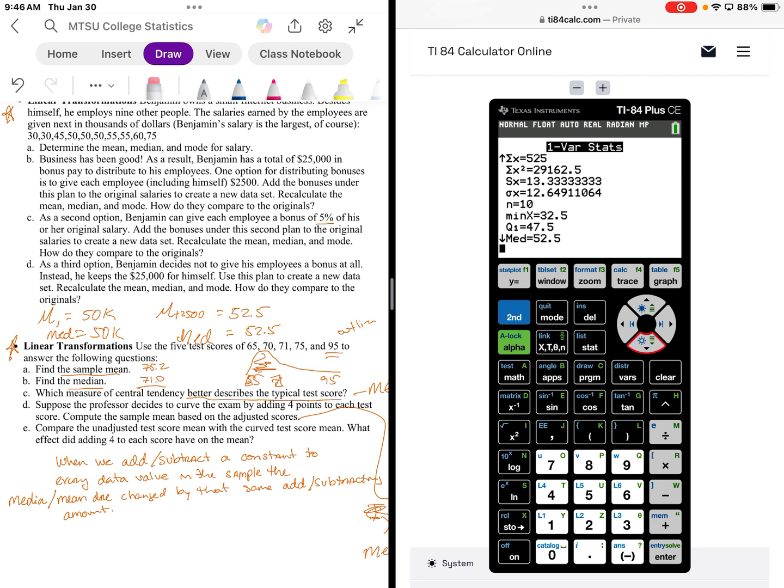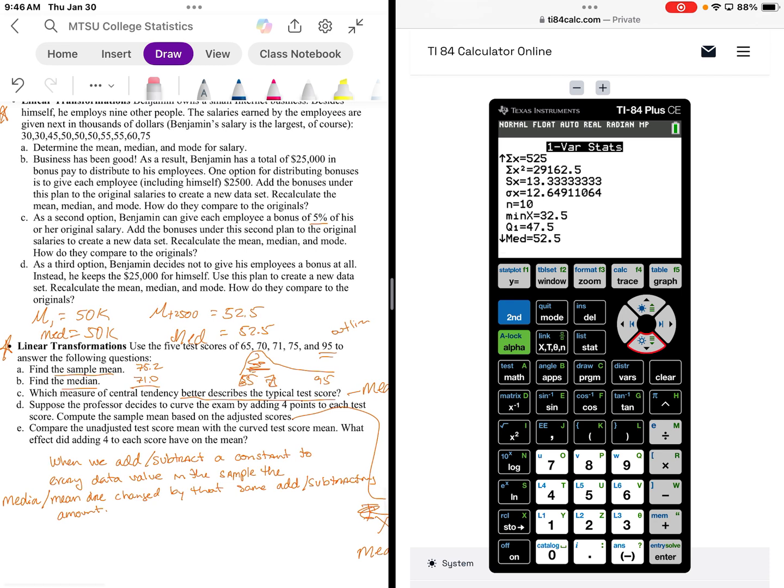All right. So that's one option. The mean amount increased by $2,500. The median increased by $2,500. As a second option, Benjamin can give each employee a bonus of 5% of his or her original salary. Add the bonus under this second plan to the original salaries to create a new data set. Recalculate the mean, median, and mode. How do they compare to the originals?